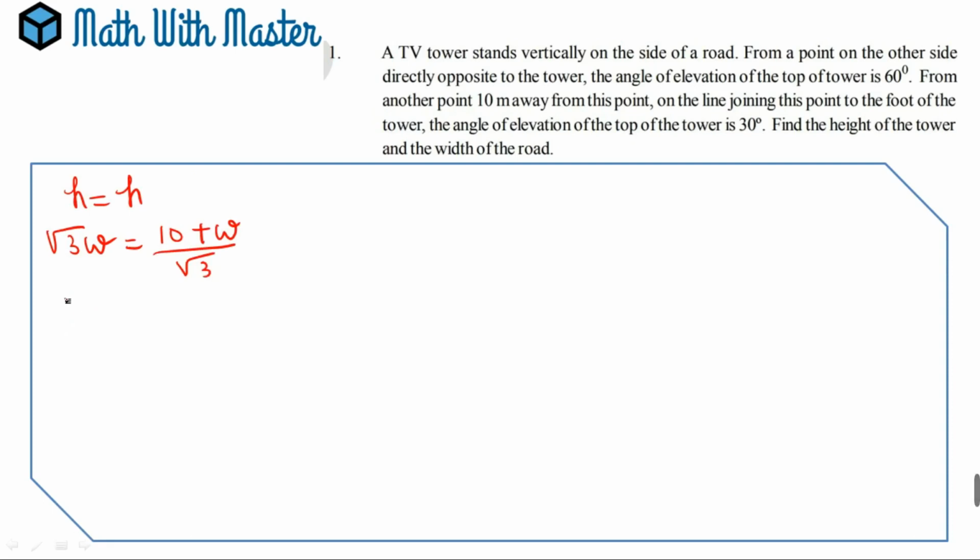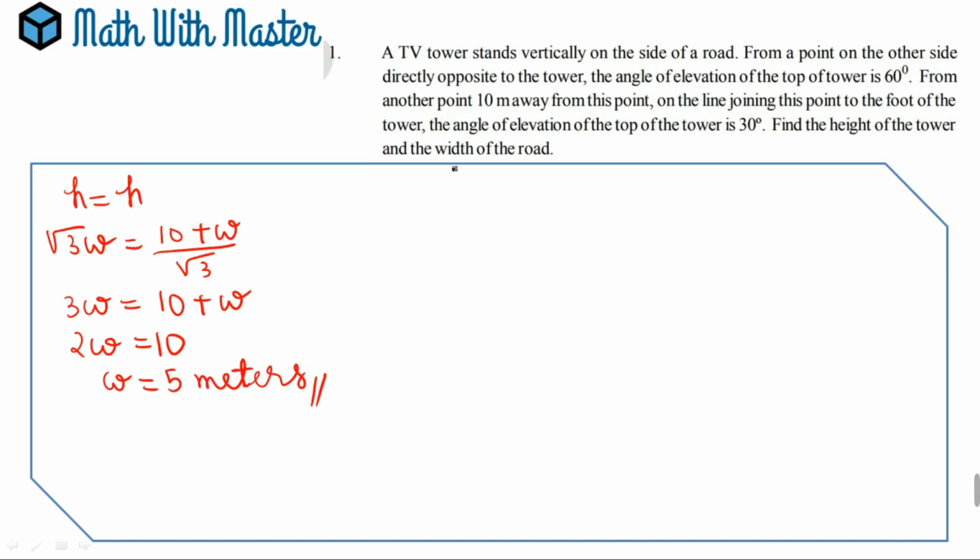So root 3 will go that side, and this will be 3W is equals to 10 plus W. And this will be 2W is equals to 10, and then W is equals to 5 meters. So this is the actual answer.